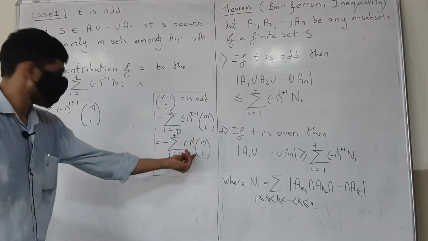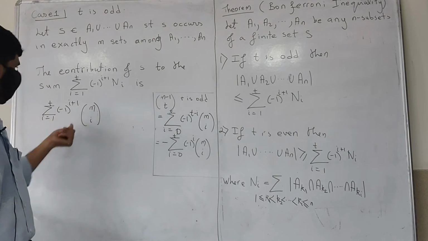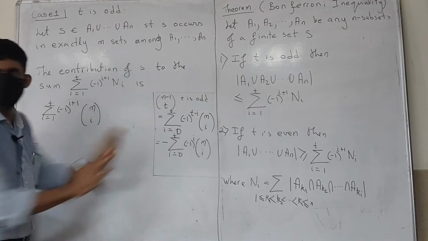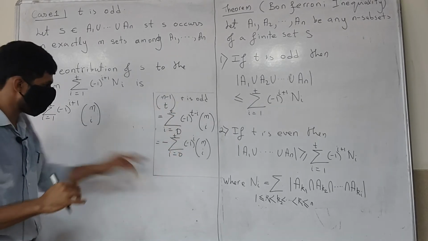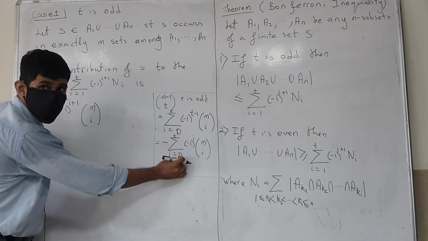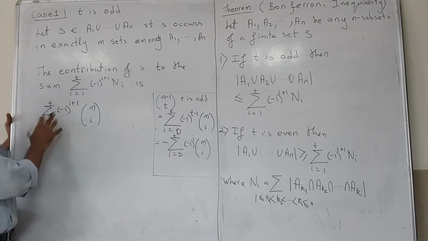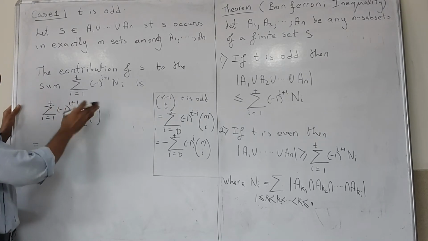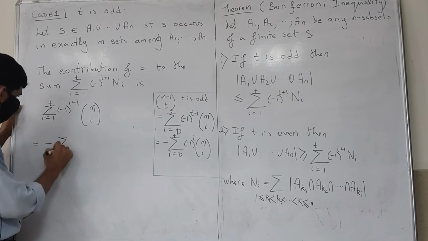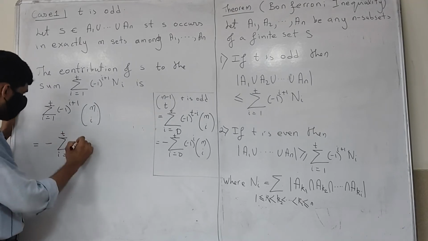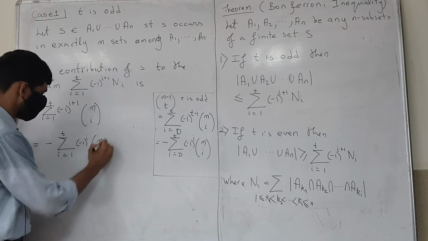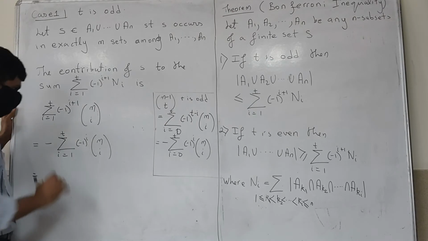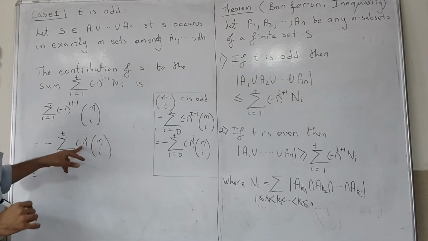Okay, so I know this value. I need to convert this to that. Is that okay? This index starts from 0, this index starts from 1, so I just have to add and subtract that. This is I plus 1. Take out that minus 1, you get minus summation I going from 1 to t, minus 1 raised to I MCI. And the 0th term is MC0, right?